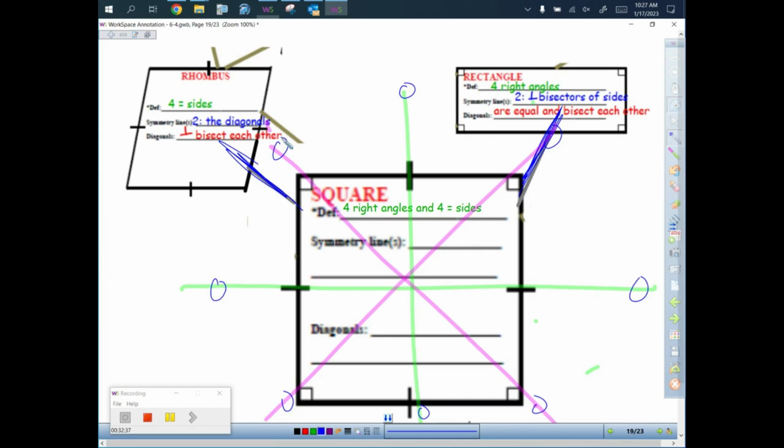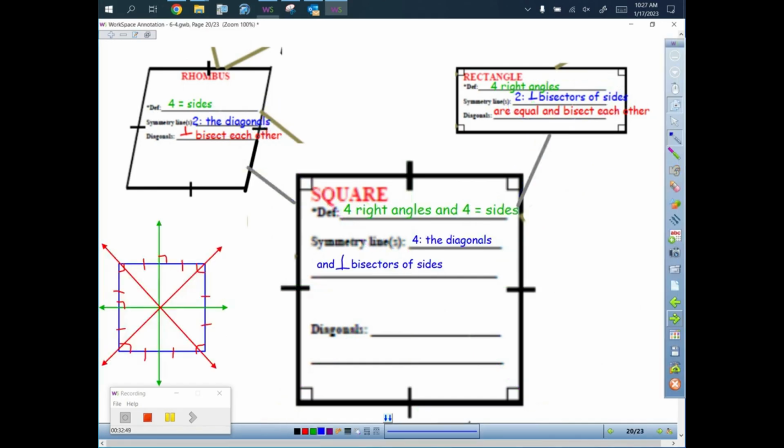So easy, guys. So easy. You put in the perpendicular bisectors of the sides, and you put in the diagonals. They just get married together. So there's your 4 symmetry lines. They are the diagonals and the perpendicular bisectors of the sides, or the other way around. You just put it all in there. If you know rhombus symmetry lines and you know rectangle symmetry lines, you put them together. So 4 total, and then you'll say the diagonals, that came from here, and the perpendicular bisectors of the sides, that came from there. Again, if you switch that order around, that's cool.